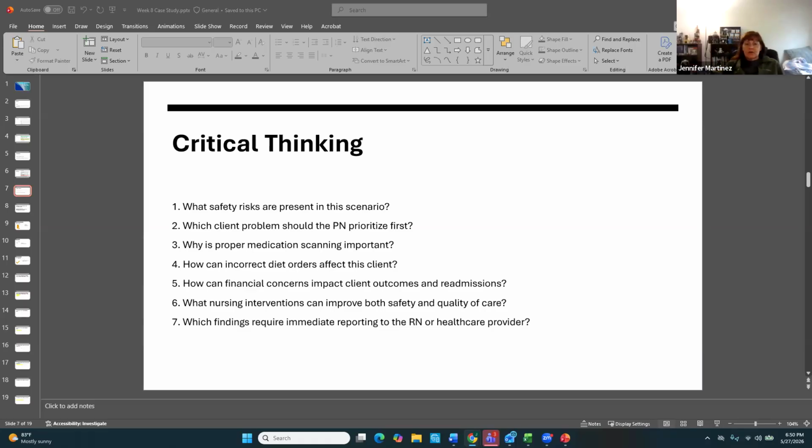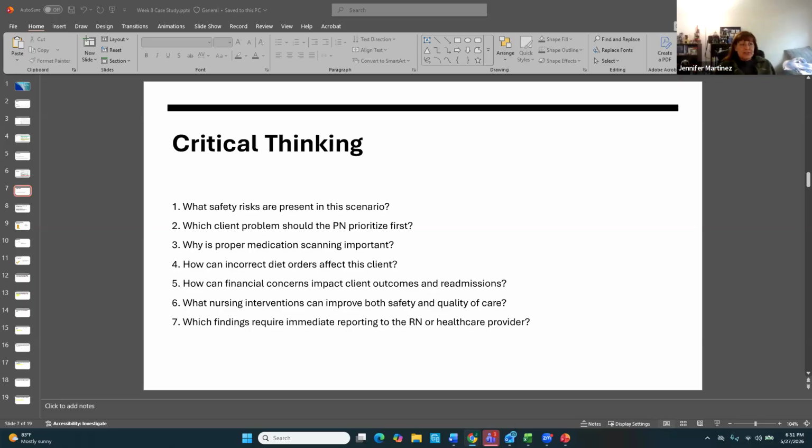So yeah, there's lots of different reasons. What about the diet orders? What about giving him the wrong diet? How can that affect him? He's diabetic, so it raises glucose. Yep, he is. They gave him a regular diet instead of the diabetic diet, right? So he's got diabetes, and we're worried about those glucose levels.